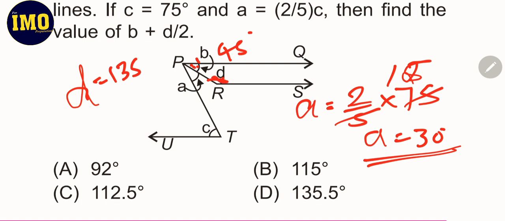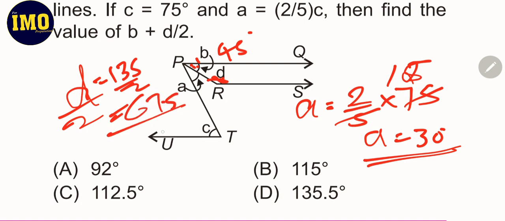Now we need to find the value of (B plus D) by 2. B is 45 and D is 135. Half of 135 is 67.5. When you divide it, you get 67.5. Now 67.5 added to 45, the result is C. So our answer is C. So it saves our time as well, it solves easily.